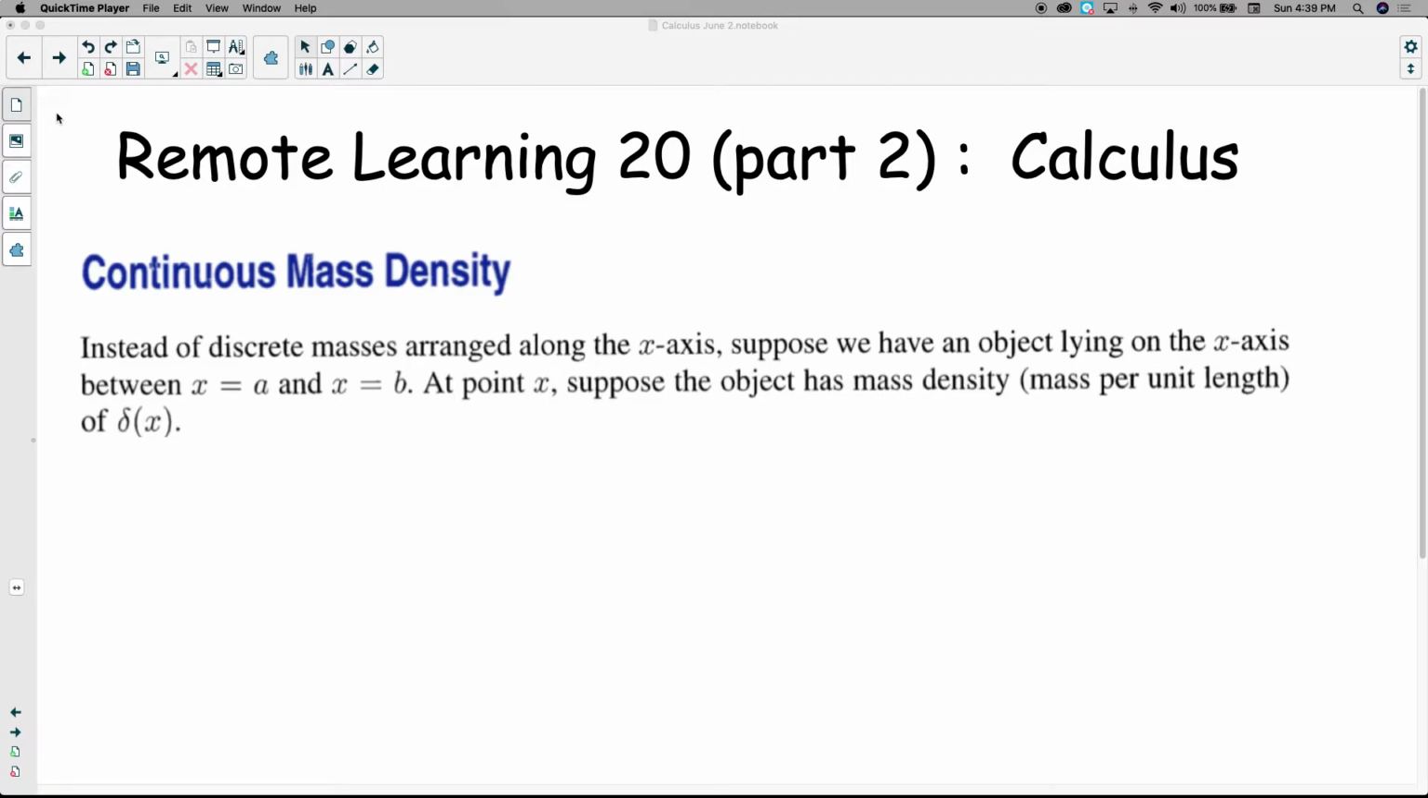Remote Learning 20, Part 2. Okay, so now it gets a little more interesting. So I'm going to introduce you to this idea of continuous mass density.